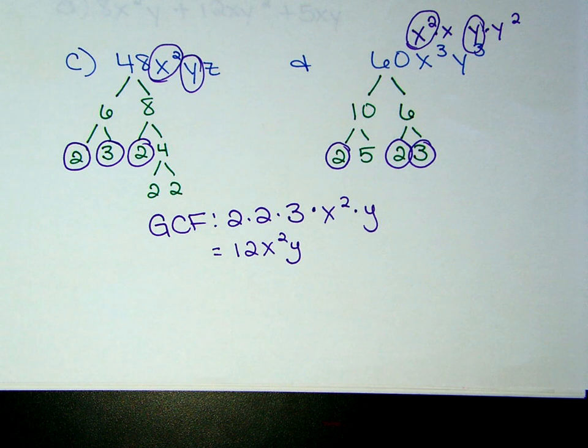Are there any questions on how we did any of these factor trees? Or how we found the GCFs?